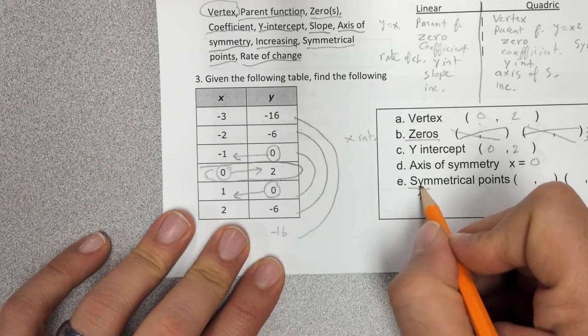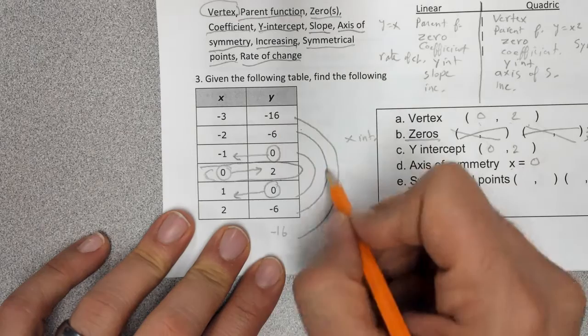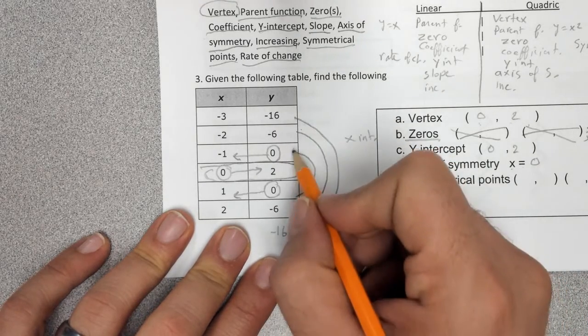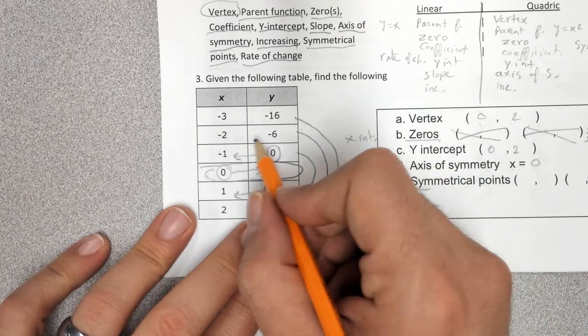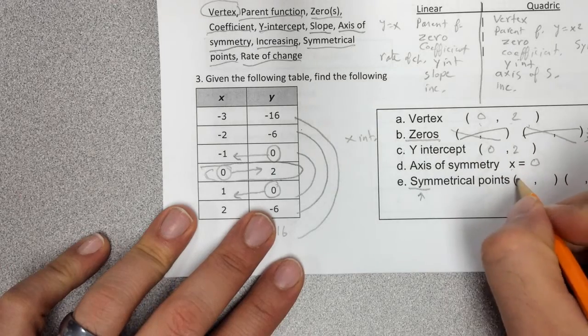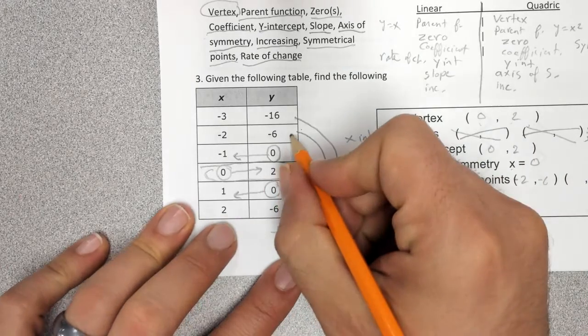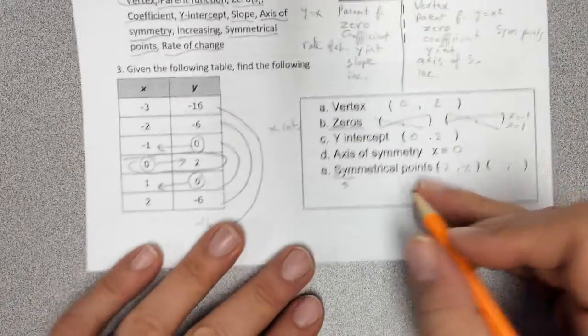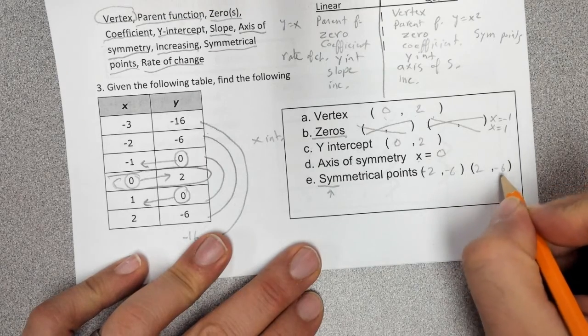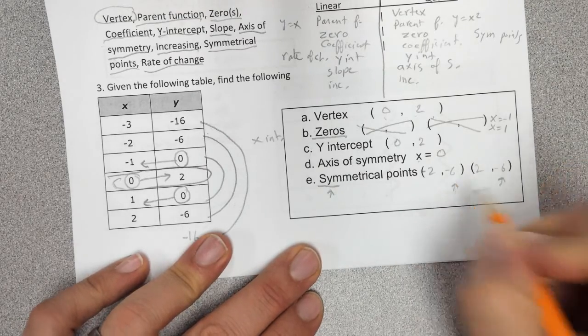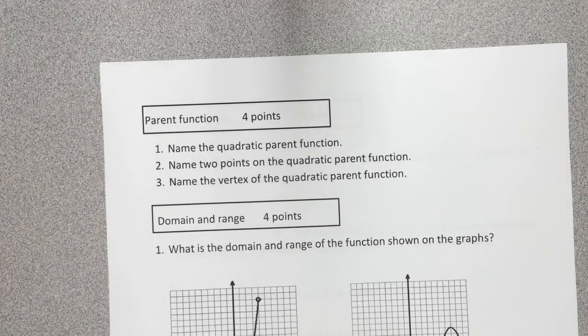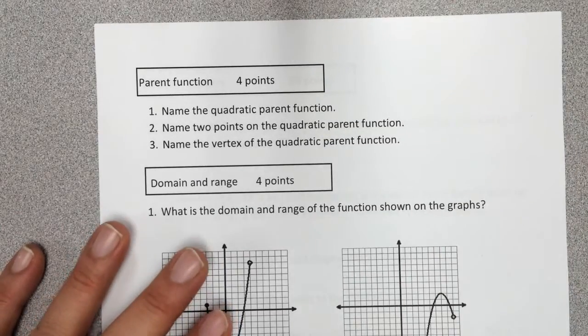So I draw an arrow to the y right there. All these got the same y. So I could pick any one of them. So let's pick the negative 6. Negative 2, negative 6. Positive 2, negative 6. And they both have negative 6 as their y. As you can tell, the majority of this test is going to be on these, and they're really easy. Now, there's also going to be some questions on the parent function.